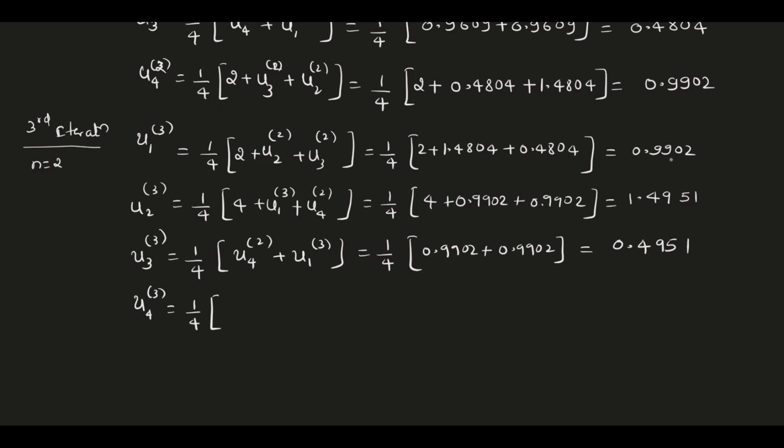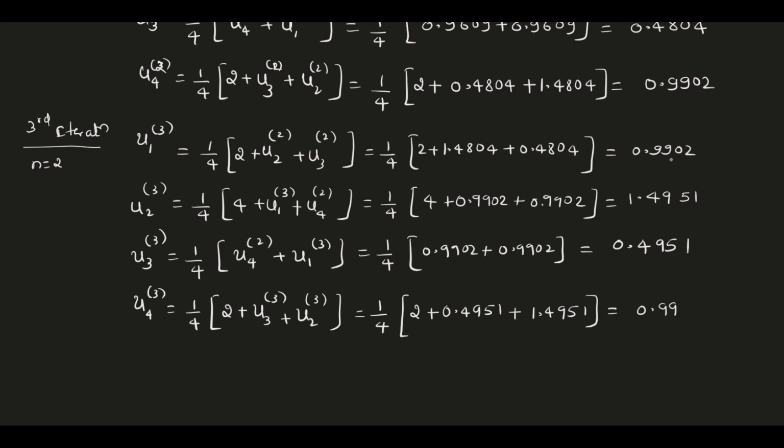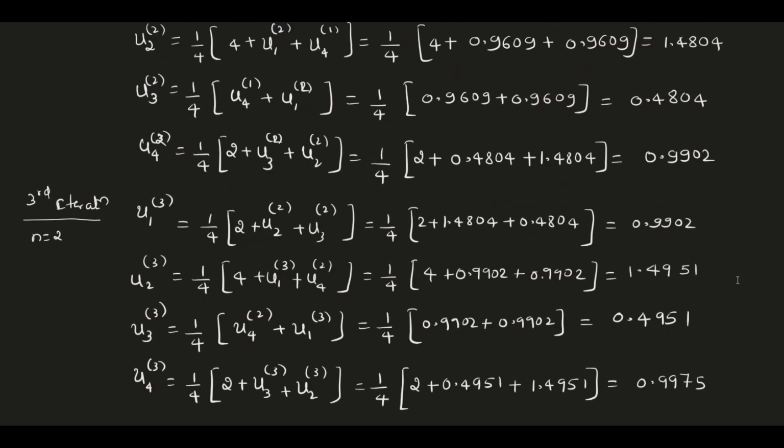U4 of 3 is 1 by 4 of 2 plus U3 of your previous value, U3 of 3, U2 of 3. So 1 by 4 of 2 plus U3 of 3, 0.4951, plus U2 of 3, 1.4951. So when you simplify it, you are going to get U4 as 0.9975.